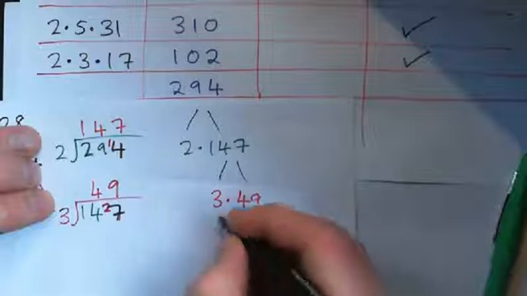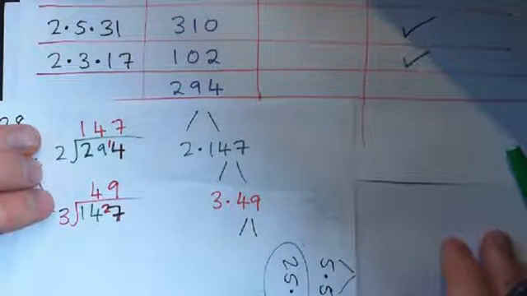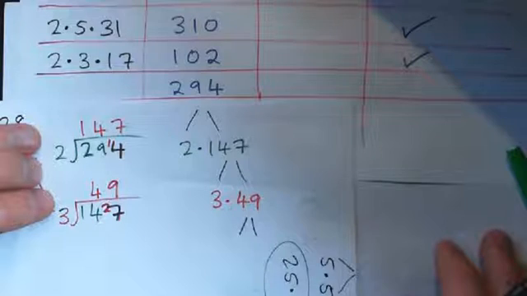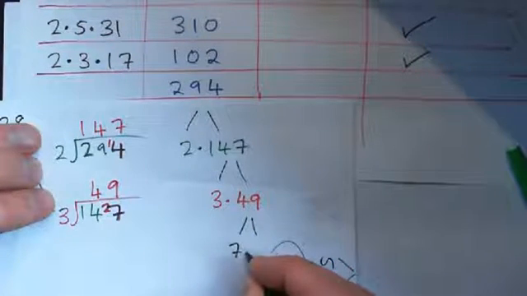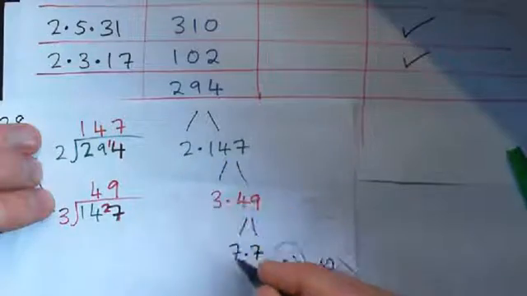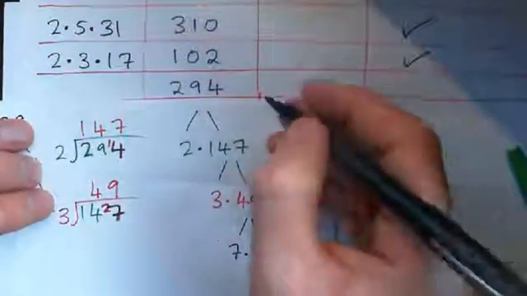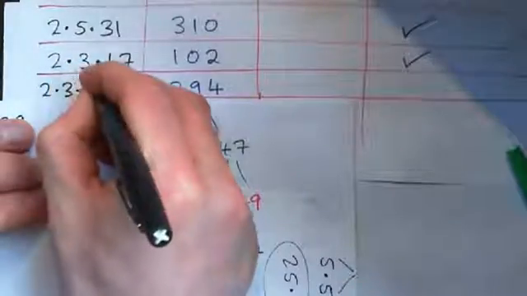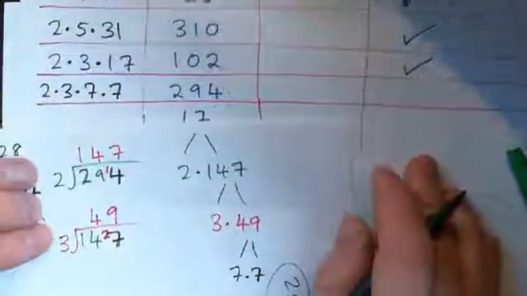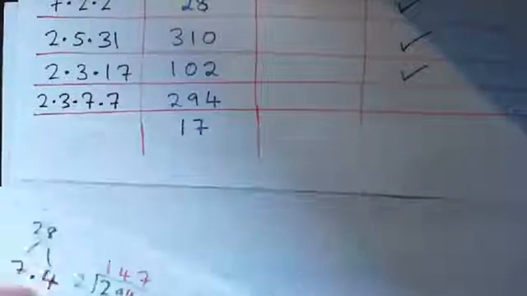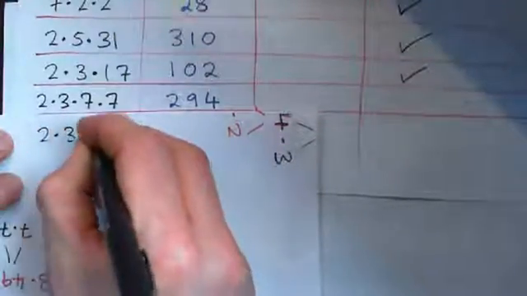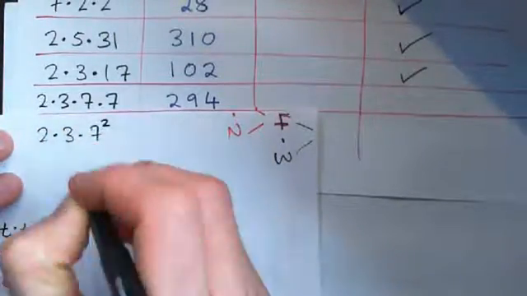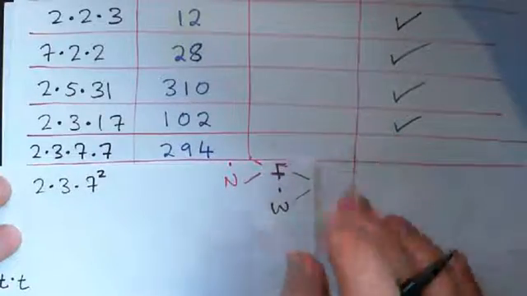Now, we know we can't split 3 up, but can we split 49 up? 49 is in the 7 times tables. 7 sevens, right? 7 times 7? Yep. So 2 times 3 times 7 times 7 will give you 294, right? And of course, that can also be written, for fun, as 2 times 3 times 7 squared.